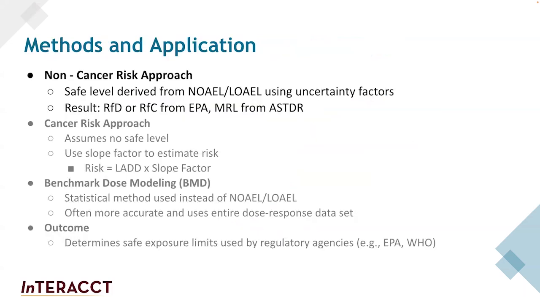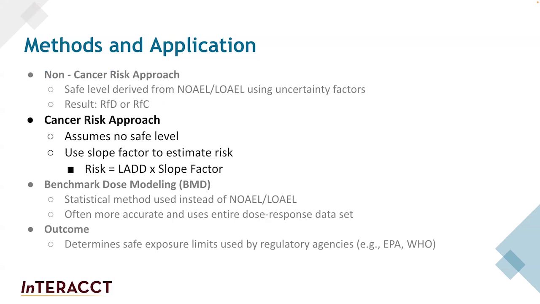In this slide, we will briefly go over different risk assessment approaches and how they are applied. First, we have the non-cancer risk approach. This method is used to estimate a safe level of exposure, often referred to as the reference dose or reference concentration from EPA, and minimal risk level or MRL from ATSDR. These values are derived from NOAEL or LOAEL using uncertainty factors to account for sensitive populations or gaps in the data.